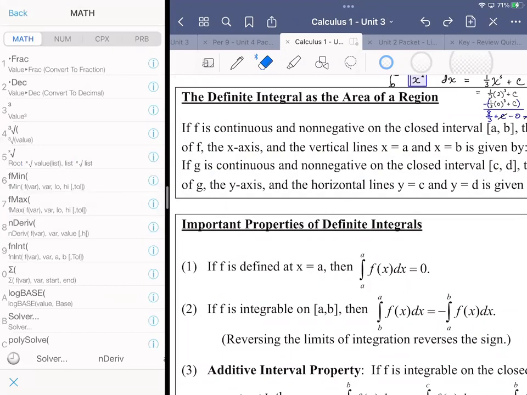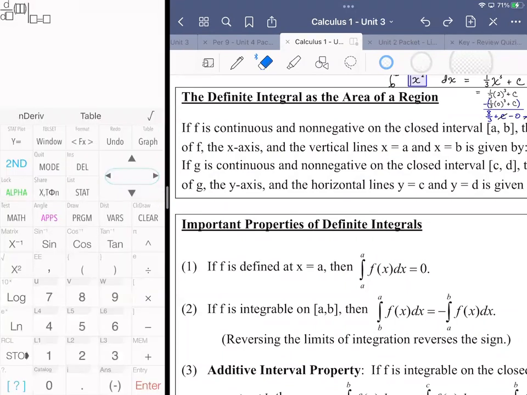So math option 8, numerical derivative. If I needed to find a derivative of a function, if it's a TI-84, it should look like this. You just type in your function. So this is derivative.